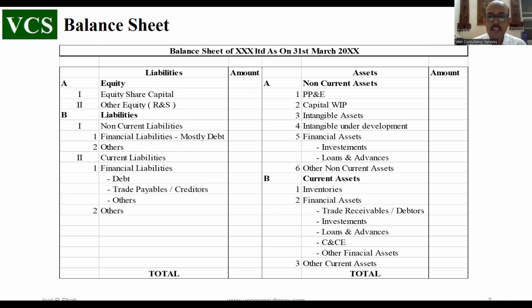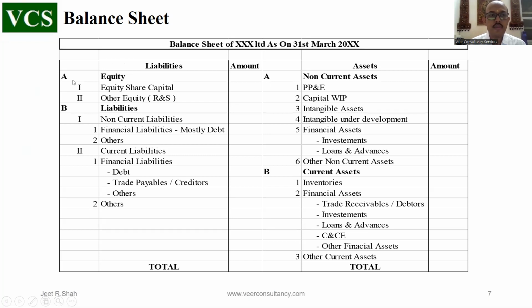Whereas assets are something that the company owns, that is, they are the areas in which the company has invested the funds. We simply call it application of funds. So liabilities are sources of funds and assets are application of funds. You can see over here on the liability side that there are two parts to it: A is equity and B is liabilities. In equity, we have two parts, equity share capital and other equity.